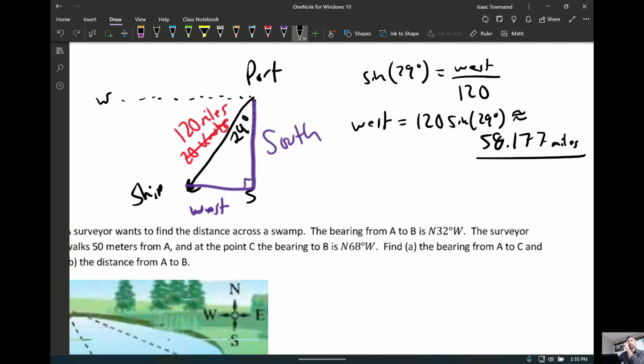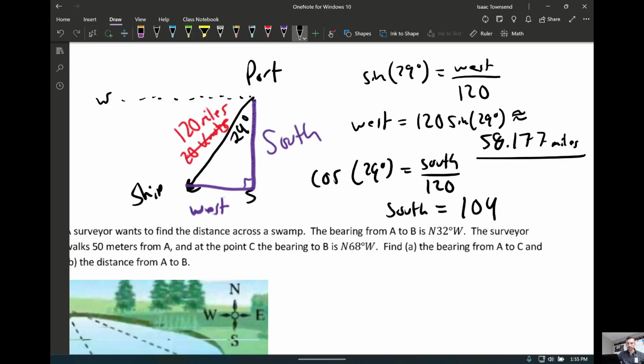And if you want to know the distance south that you traveled from 29 degrees, you're trying to find adjacent when you know hypotenuse, so that would be cosine. So the distance south that you're traveling ends up being 120 times the cosine of 29, or 104.954 nautical miles.